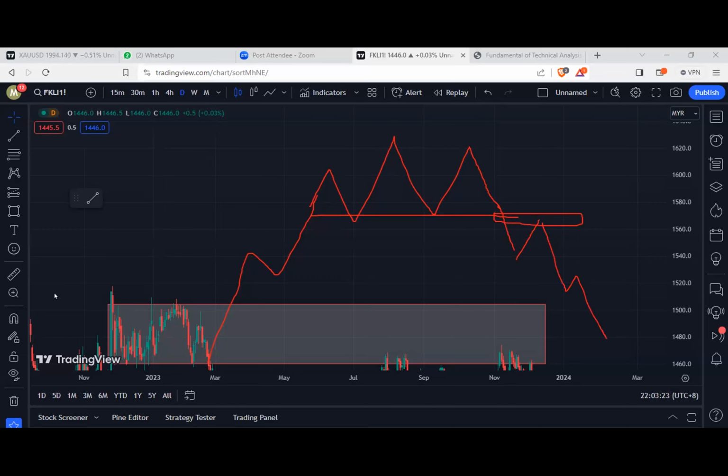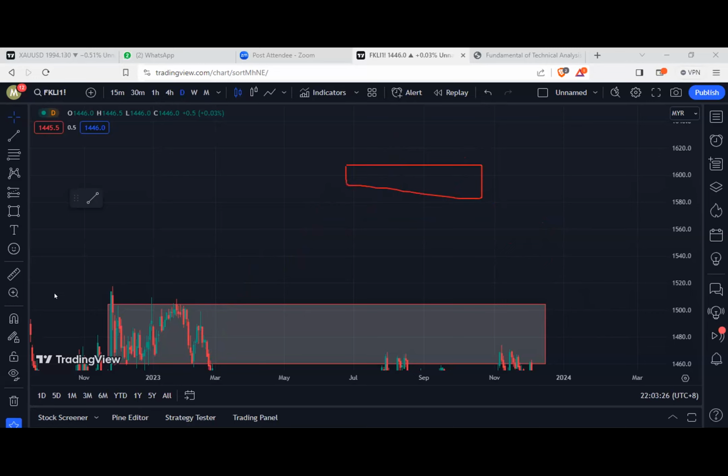For rectangle, sorry. For example, let the market decide whether they want to break up or break down. So if, let's say, they break up, this will be our buying zone. If they want to break down, this will be our selling zone. That's why we let the market decide for us, and then we react accordingly.